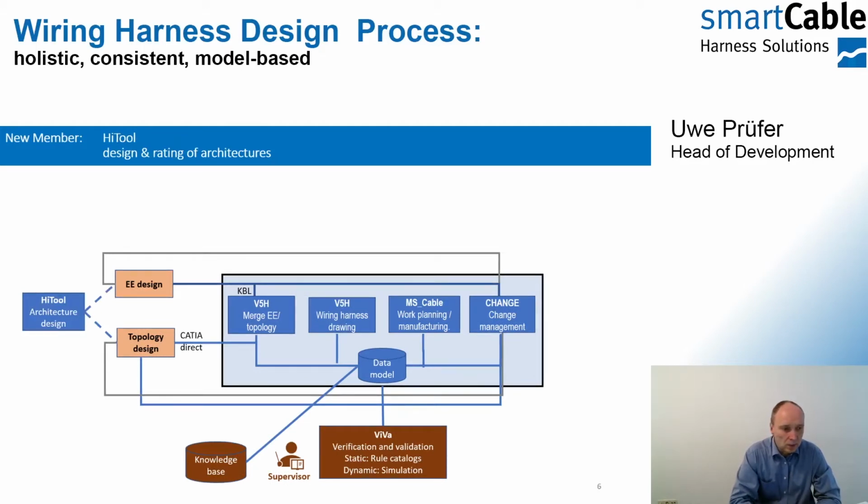And last but not least, we add a new member to our tool chain for design and rating of harness architecture. Its name is HiTool. The criteria catalog serves as the basis for assessment. We use an engineering knowledge base for the assessments. This tool is still in the development phase, with missing links including interfaces to the wiring design and to the 3D topology.